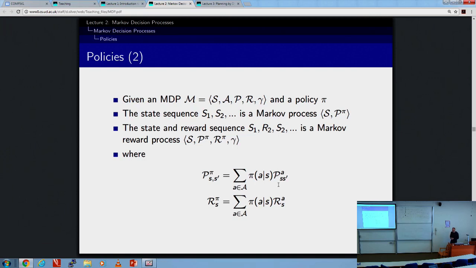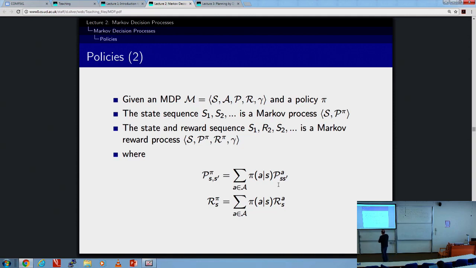Now, an interesting observation that will help us solve some of the problems is that once you specify the agent's policy, then I can sort of combine it with the other uncertainties in the environment and turn this into an MRP problem, a Markov reward process problem, taking actions out of the picture. So what does that mean?